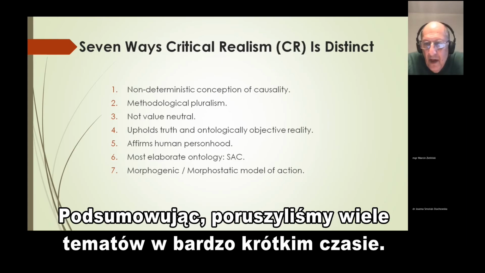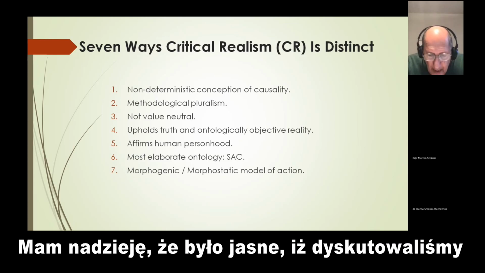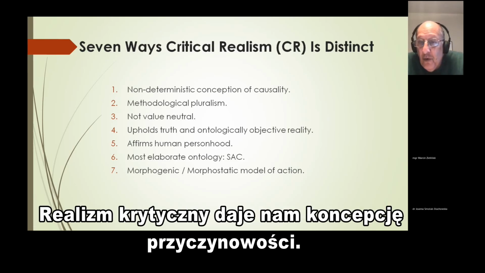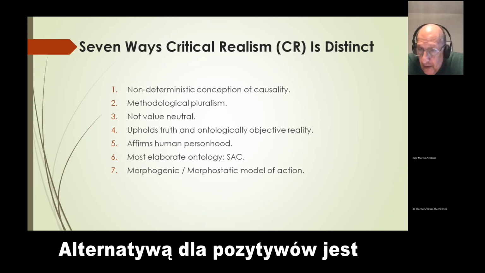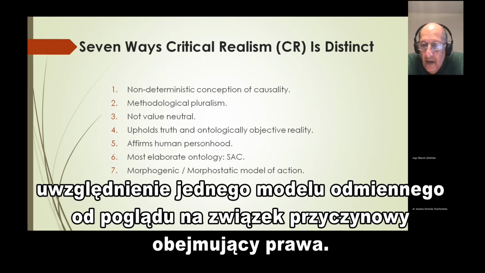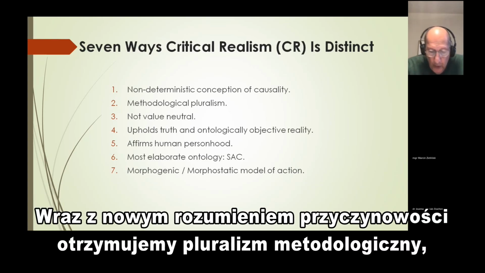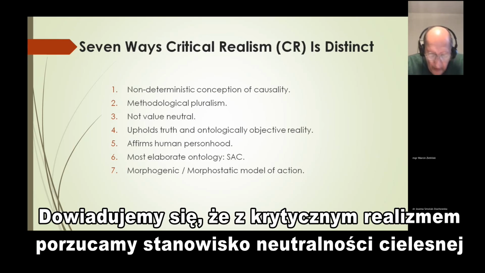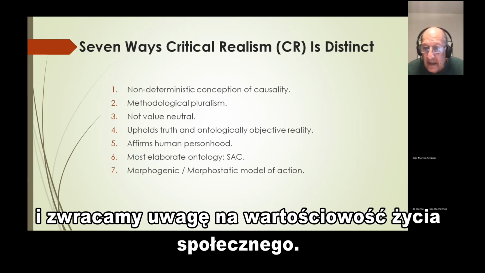To summarize, we've covered a lot of ground in a very short time. I hope it was clear. We've been discussing what is distinct about critical realism, and we've covered 7 points. Critical realism gives us a conception of causality alternative to the positivist covering law model, different from a view of causality involving laws. With that new understanding of causality, we get a methodological pluralism that vindicates qualitative approaches like ethnography and in-depth interviews. We learned that with critical realism, we drop the pose of value neutrality and take note of the value-ladenness of social life.